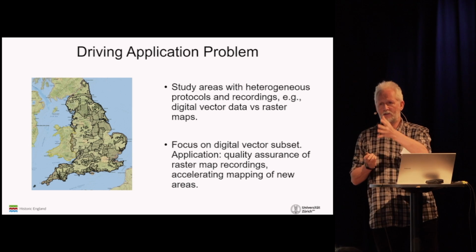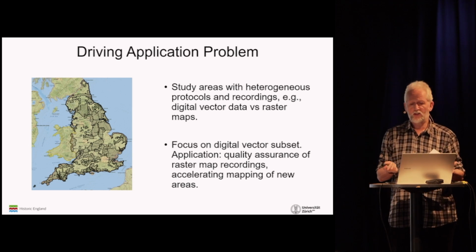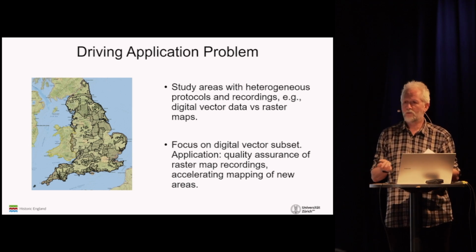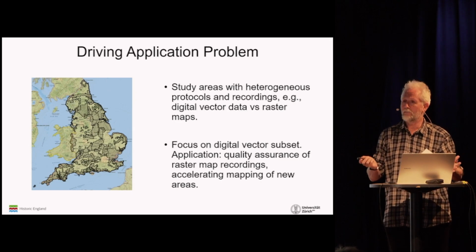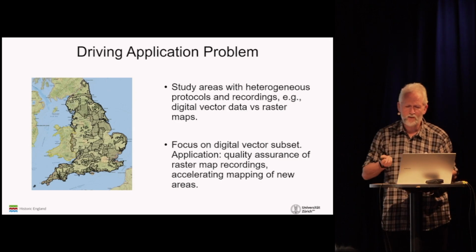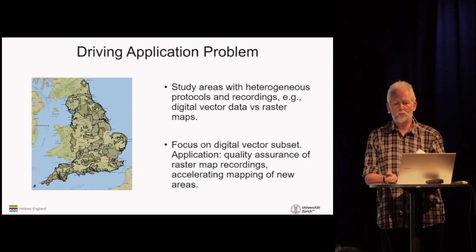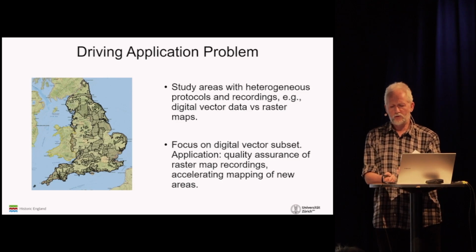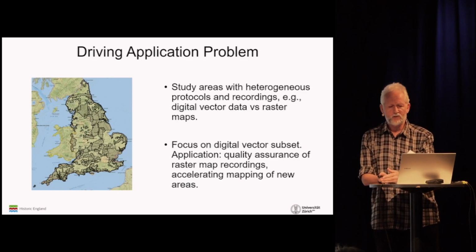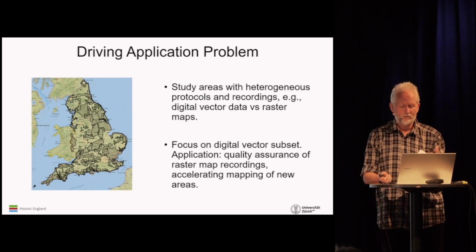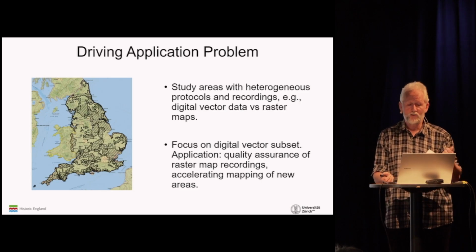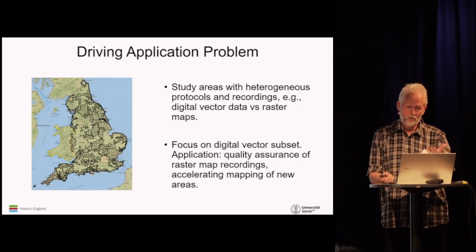One of the things is, as the previous talk said, you need a lot of sample data, and we have got masses of sample data because we've been mapping the country for years. Because we wanted to use this data to analyze the raster data, we realized that the first thing we had to do was a proof of concept on the digital data. So we focused on that.